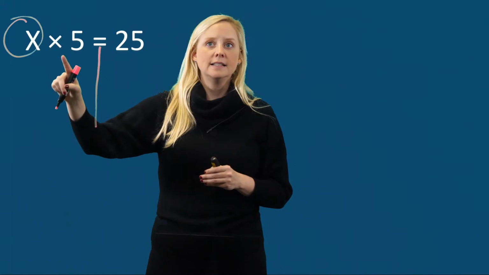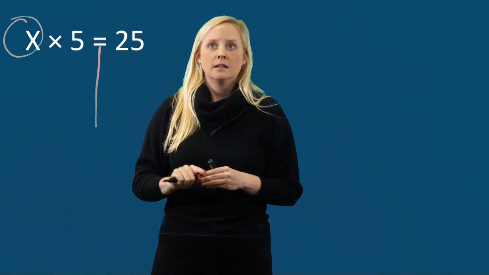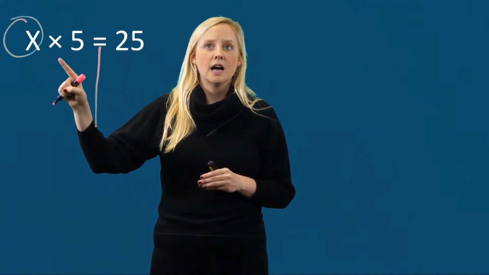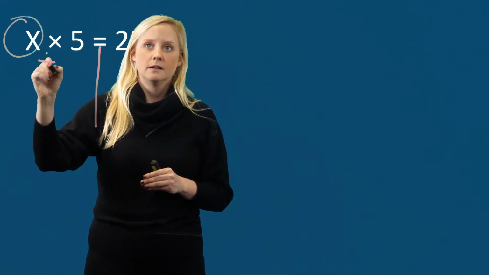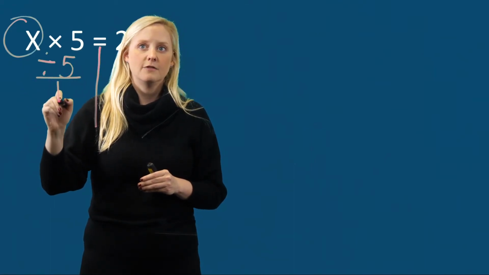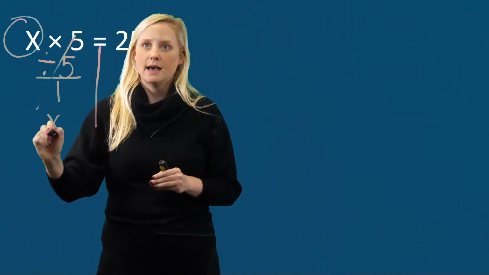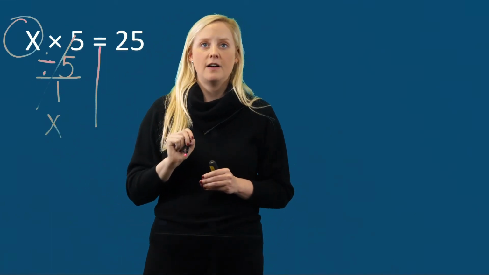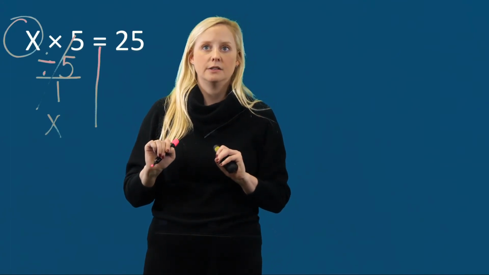Here, when I look, I see that there's a times 5 next to the x. The x is not isolated. To get the x by itself, I need to do the opposite of times 5. The opposite of times 5 is divided by 5, which is going to give me 1. Any number times 1 is that number, so really this is just going to be x. If I divide by 5 on this side, I have to divide by 5 on the other side, because what I do to one side of the equal sign, I have to do the exact same thing to the other side.